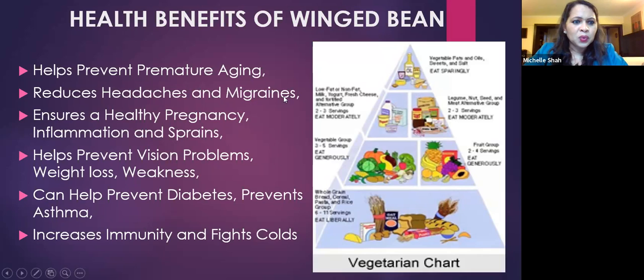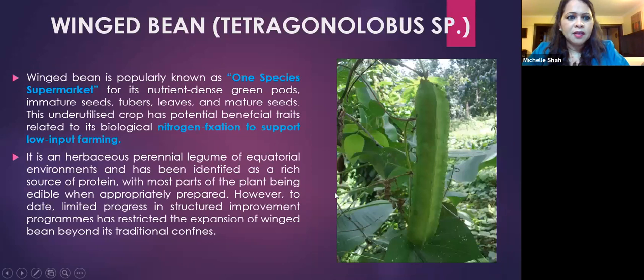So as regards the health benefits, the winged bean is a very healthy legume. It is popularly known as a one species supermarket for nutrient-dense green pods and immature seeds, tubers, leaves, and mature seeds. For that reason, it's called one species supermarket. And this underutilized crop has potential beneficial traits related to its biological nitrogen fixation to support low input farming. So it is a herbaceous perennial legume, and it has been identified as a rich source of protein, with most parts being edible when appropriately prepared. Right, so that's the plant shown in the photo.